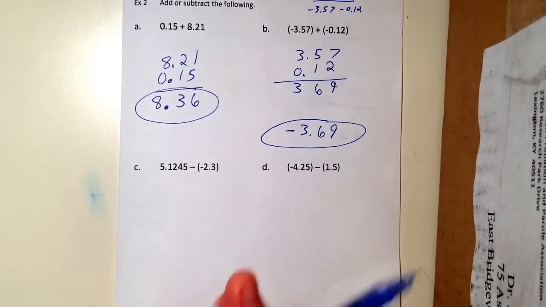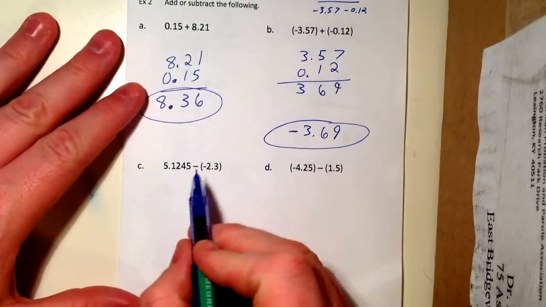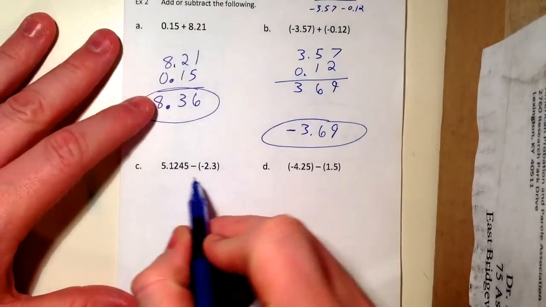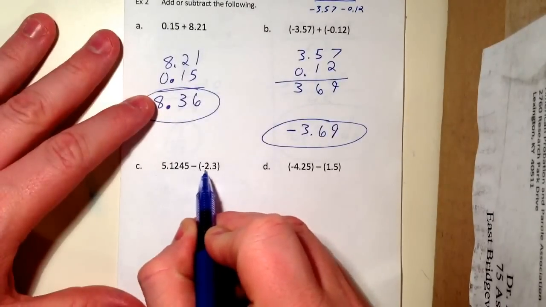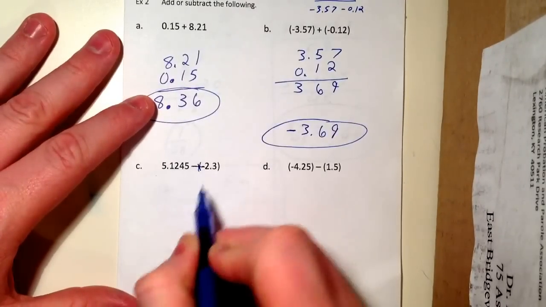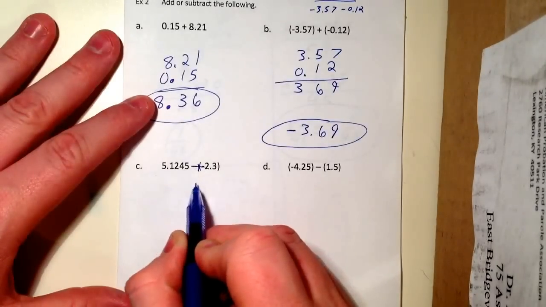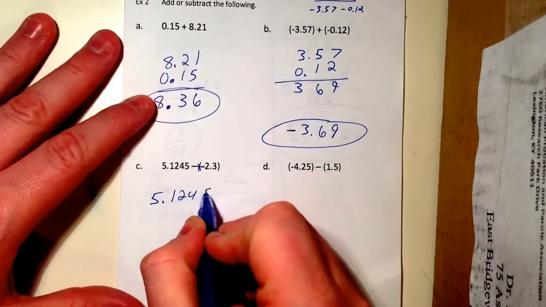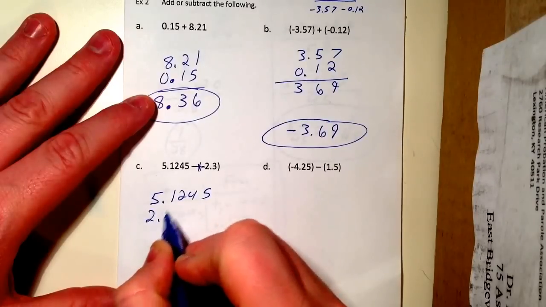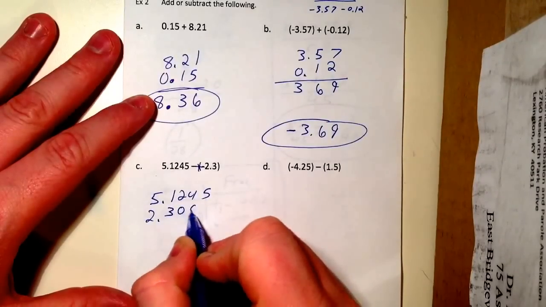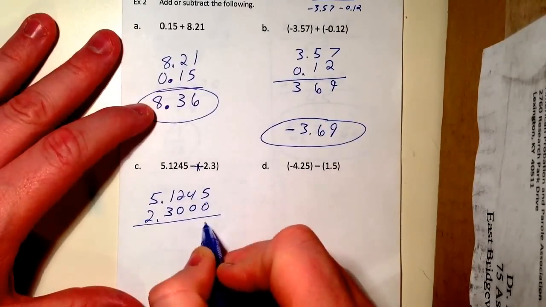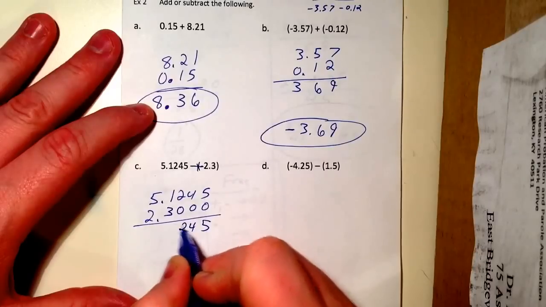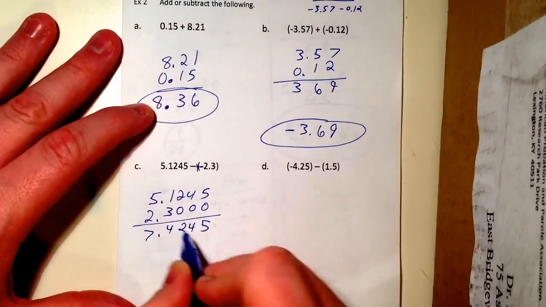Ugh. All right. So when you look at this, when you see minus negative, same as always. Let's get rid of it. This is just 5.1245 plus 2.3. And I can add zeros to where I don't have them. So 5, 4, 2, 4. That's my answer.